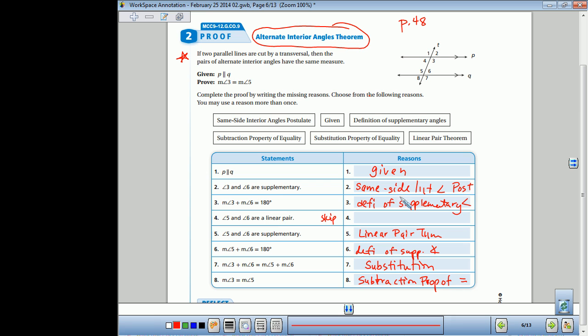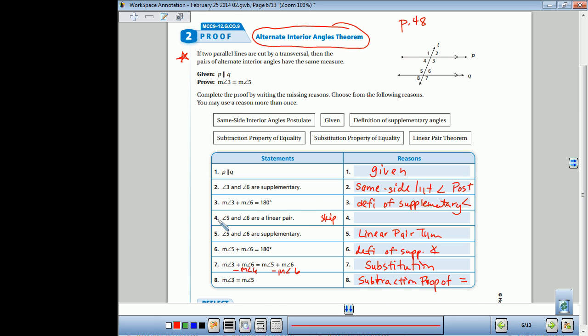Okay, so I think we're probably good through 3, and 5 makes sense. Now, if they're supplementary, then they must add up to 180. That's the definition of supplementary angles. Now, do you see here I have angle 3 and angle 6 equals 180, and angle 5 and angle 6 equals 180. So both of these equal 180. So can I substitute in this angle 3 and angle 6 for the 180? Yes. And that's why it's substitution. Now, do you guys see if we subtracted the measure of angle 6 from both sides, we'd be left with this. Oh, that's right. So that's why that's the subtraction property of equality.